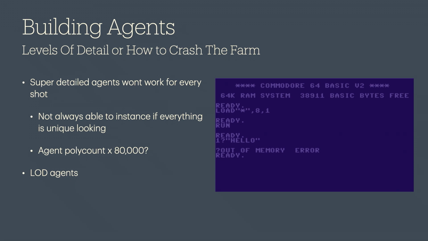Levels of detail, or how to crash the farm. Depending on our shots, we may want to break our agents into different levels of detail. Consider a close-up shot with a small group of people versus a stadium shot. Obviously, we want the highest quality we can, but at 80,000 agents, we're not likely to come away from the experience unscathed. So we make level of detail versions of our agents.